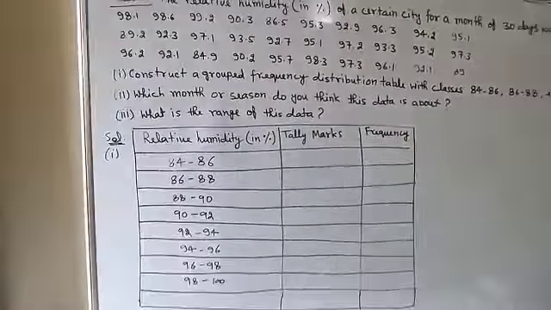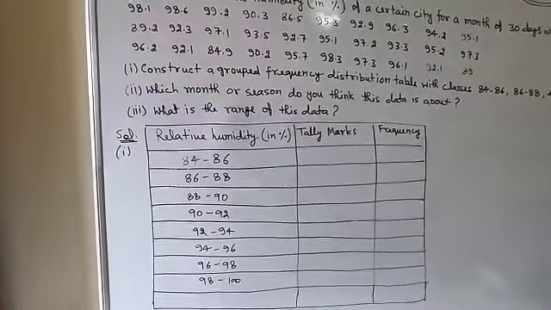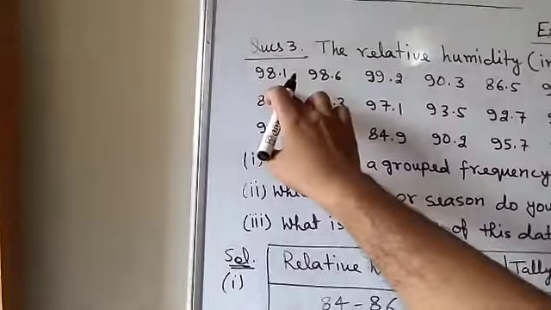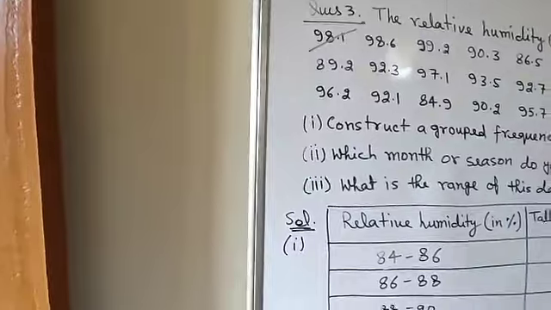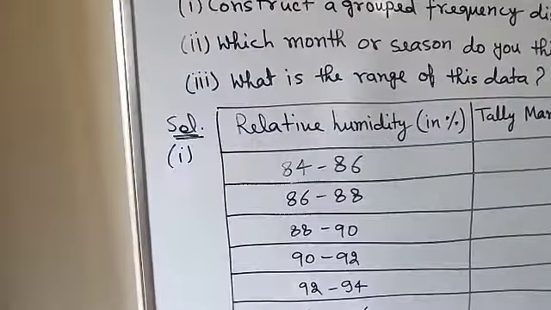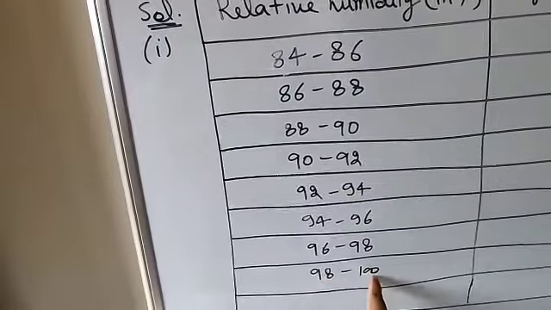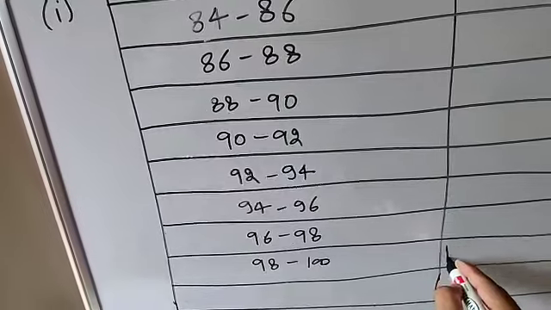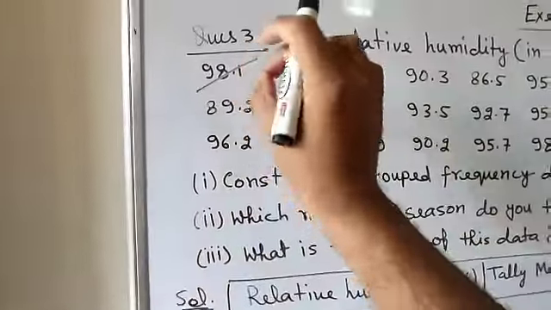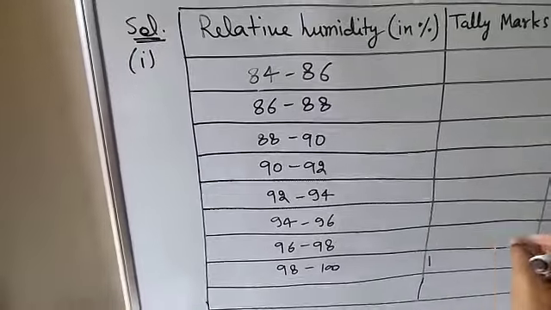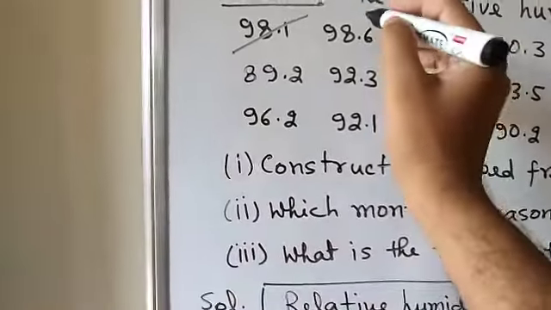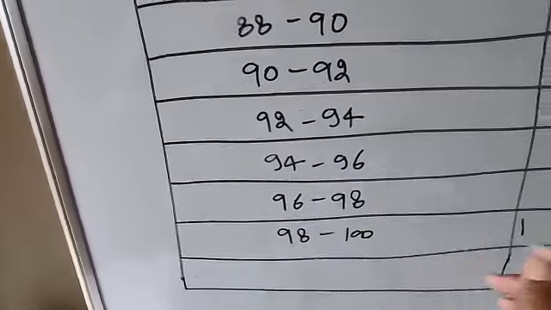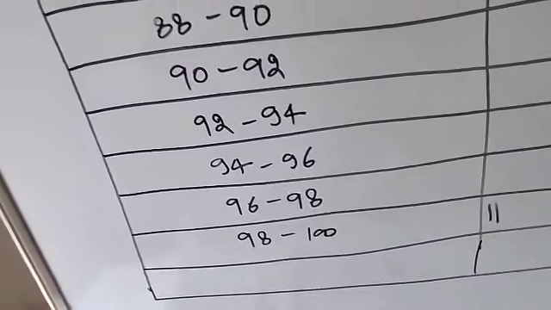Now again you need to follow the same way that I explained in one of my videos. If you are going to represent 98.1, cut that 98.1, and where does 98.1 exist? 98.1 is greater than 98 and less than 100, so this value will be between 98 to 100. Here you will make one tally mark. One by one you need to cut it, and after that draw one tally mark. Next is 98.6, cut it here, and again 98.6 is greater than 98 and less than 100, so it will exist here.